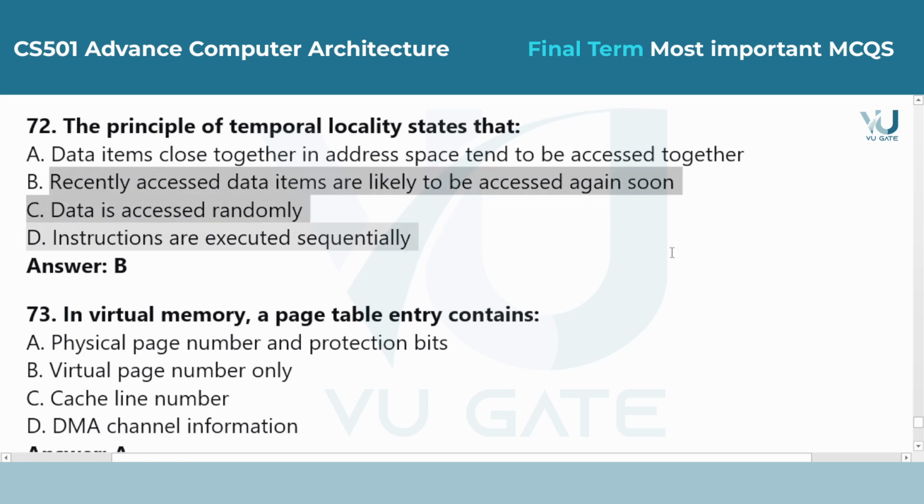72. Question: the principle of temporal locality states that? Answer: B. Recently accessed data items are likely to be accessed again soon. Concept: this is the logic behind keeping recently used data in the cache for quick reuse.